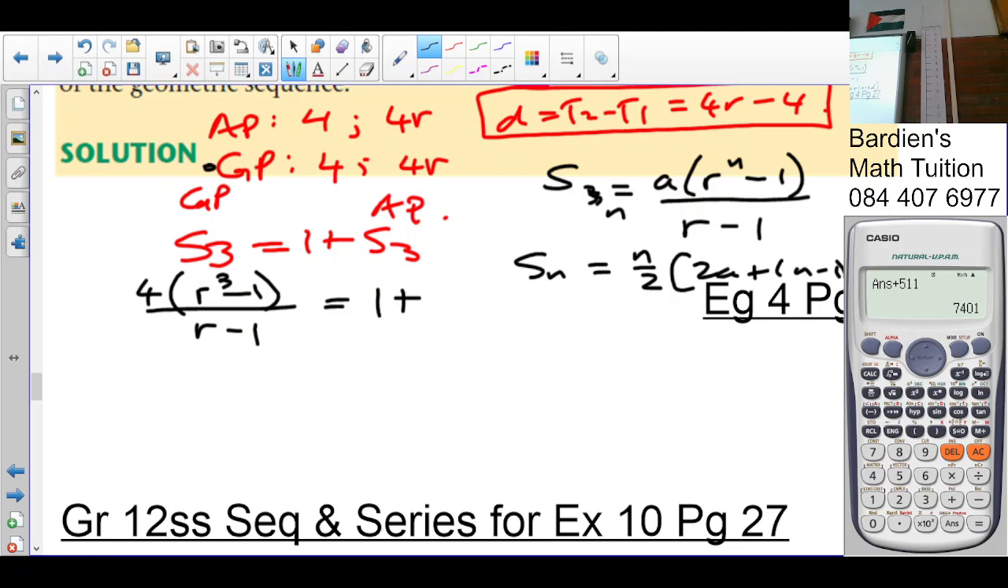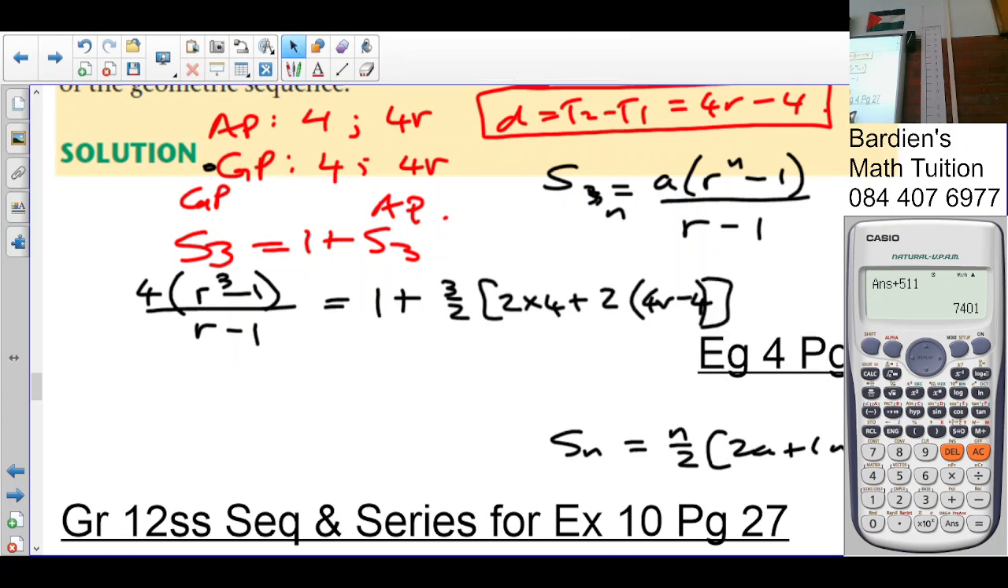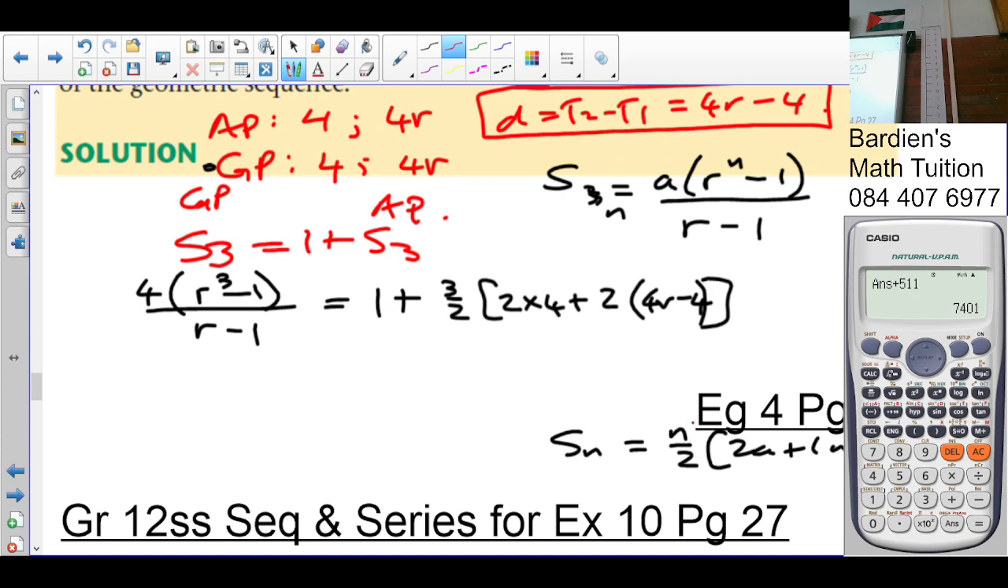Okay, so with that information now I'm saying, n is of course 3, so it's 3 over 2 into 2a, which is 4, plus n minus 1, which is 3 minus 1 is 2d. And what's my d going to be? 4r minus. Okay. Let's go again. Wherever I see an n, I'm going to put a 3. So it's 3 over 2 into 2a. Remember that is 4. Plus n minus 1, which is 3 minus 1 is 2. And your d value we're getting from there. Okay. So from here, it's just a bit of tidying up to do.